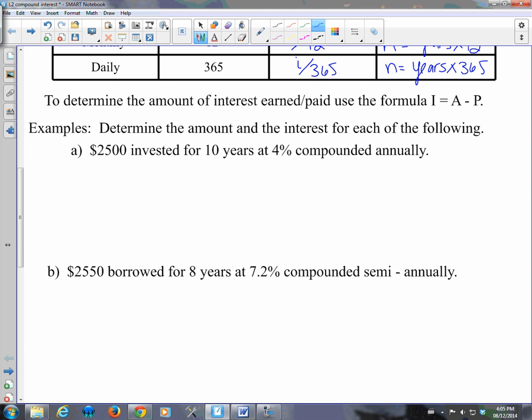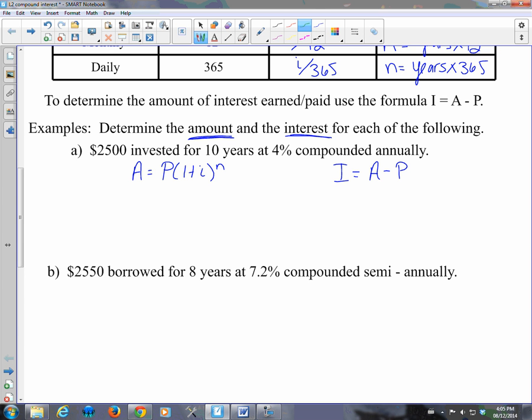What that looks like when we go to use the formula: determine the amount of interest earned or paid using the formula I. We talked about this before. The accumulated amount minus the principal tells you your interest. So determine the amount and the interest for each of the following. The amount comes from the principal times (1 plus i) to the n, and the interest comes from taking the amount you accumulate minus the principal. So there are our 2 formulas.